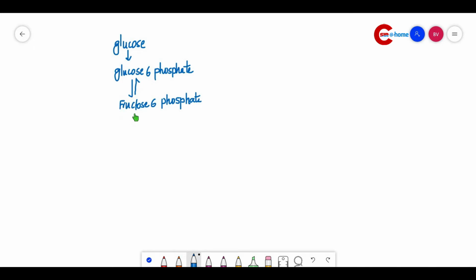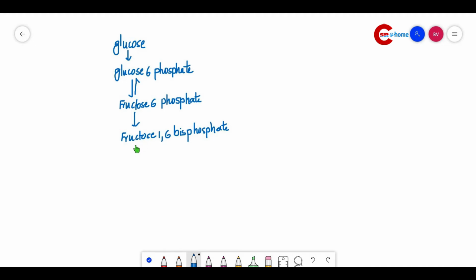And next, this fructose 6-phosphate is converted into fructose 1,6-bisphosphate, and this step is irreversible. Okay, this step is irreversible. That means this one is also a regulatory step in glycolysis.